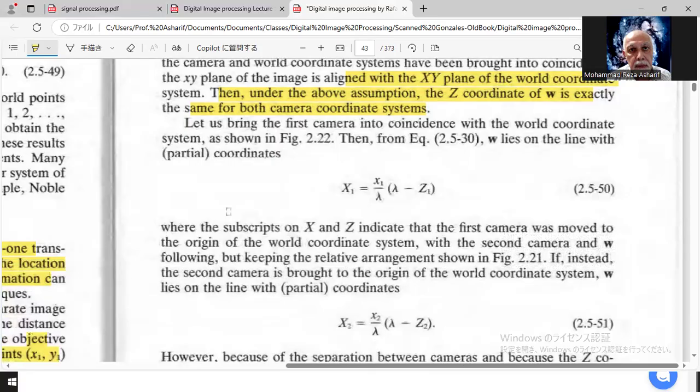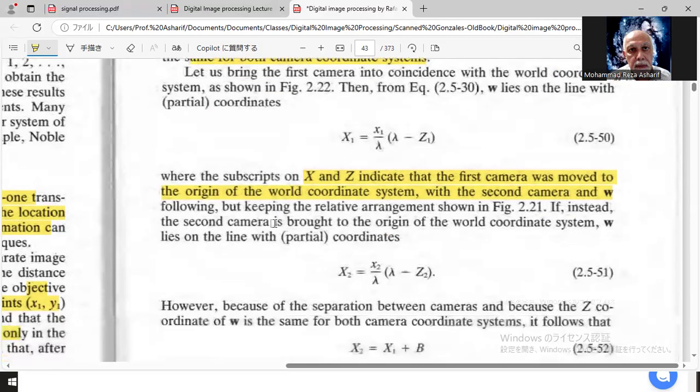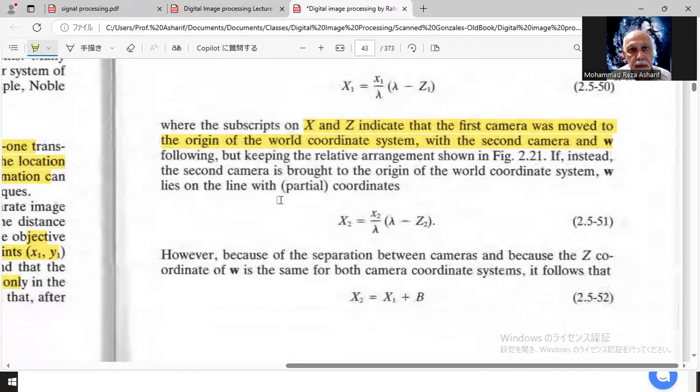Recall previously I told you about this in equation 5.30. The world coordinate X is the image coordinate x over the focal distance lambda, multiplied by lambda minus Z, which is the missing depth, the distance of the point. This indicates the first camera moved to the origin of the coordinate system. For the second camera, we also have the same formula.